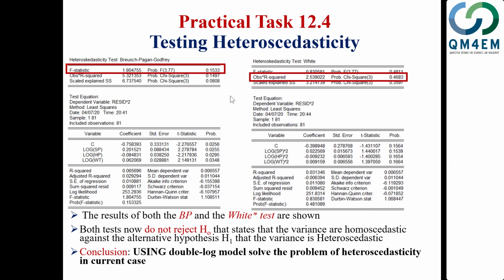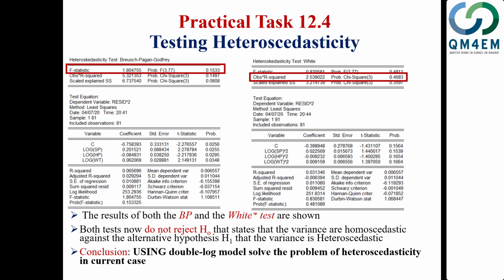So it means that instead of using the linear model in which we were regressing just mileage per gallon on the explanatory variables, we should use the double log model. It will solve the problem of heteroscedasticity in our data. So that was the solution of fixing the problem of heteroscedasticity using remedial measures when the heteroscedastic variance was not known.